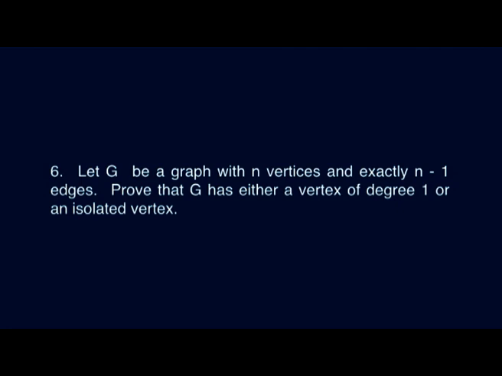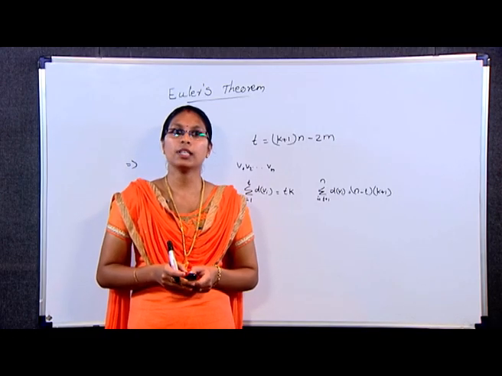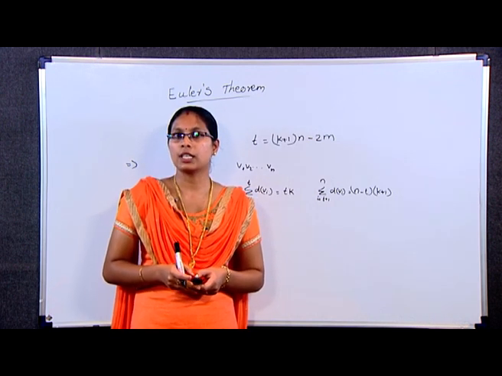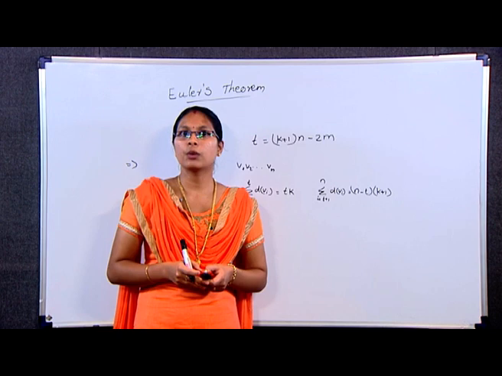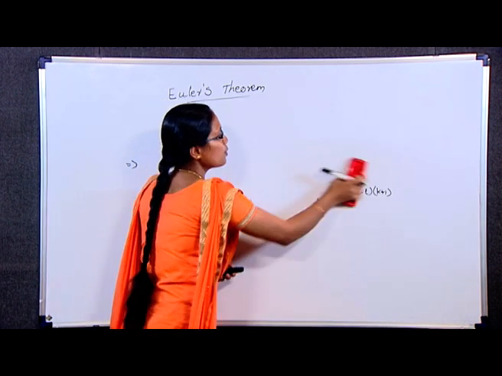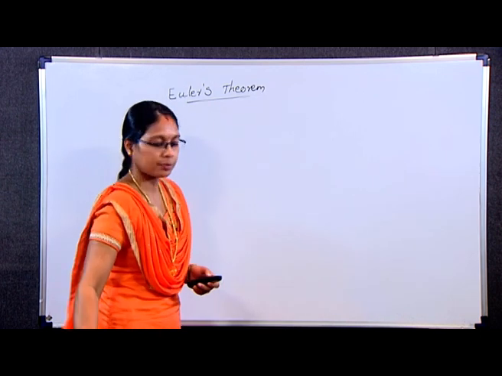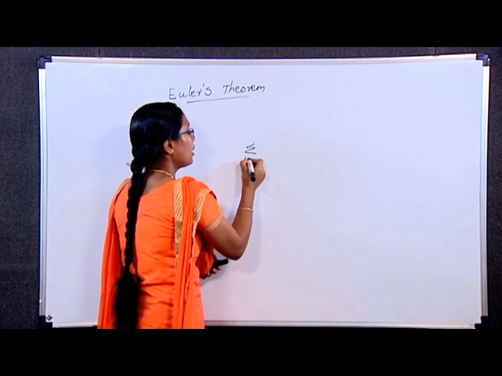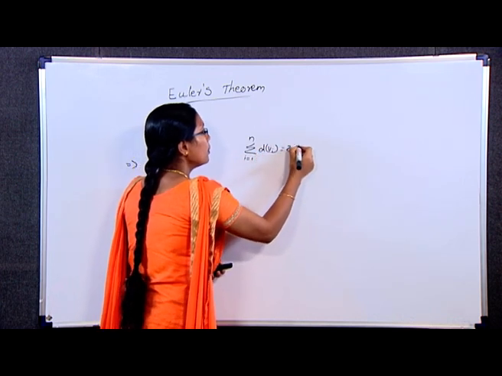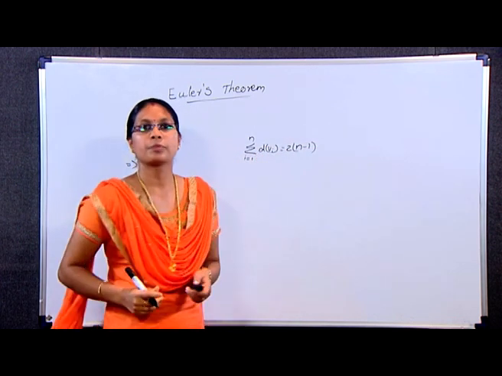Next problem: let G be a graph with n vertices and exactly n-1 edges. Prove that G has either a vertex of degree 1 or an isolated vertex. Solution: let V1, V2, ..., Vn be the n vertices of G. Then the sum over i from 1 to n of d(Vi) equals 2(n-1).